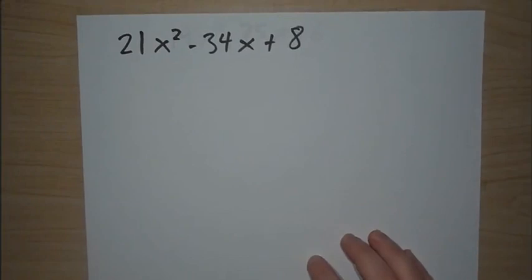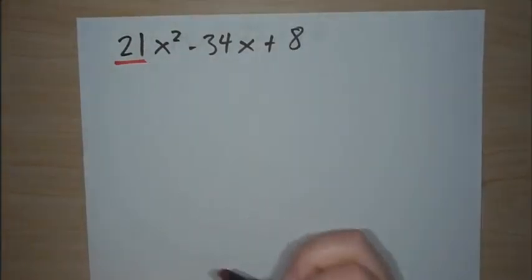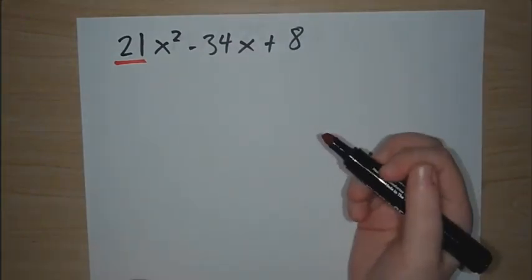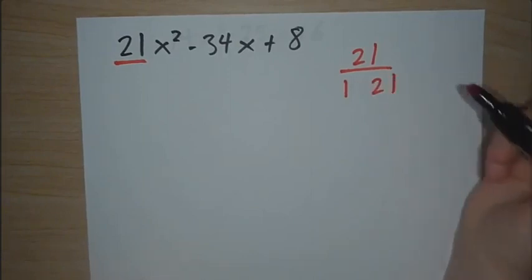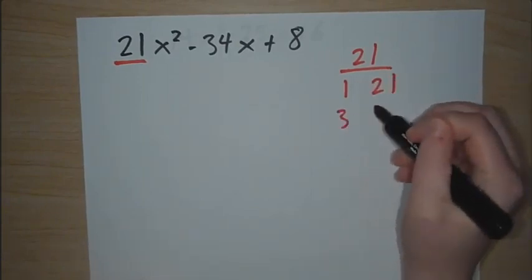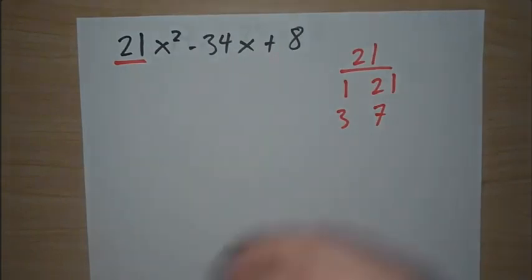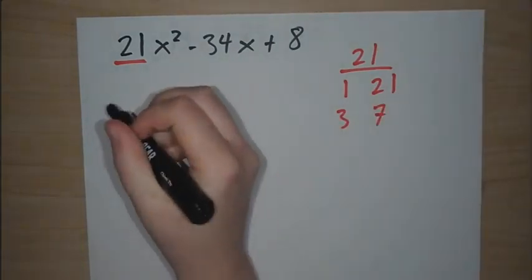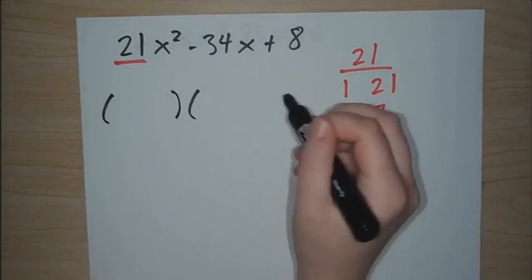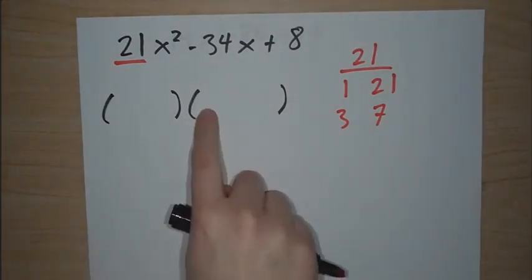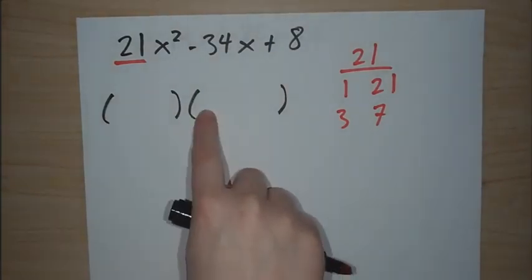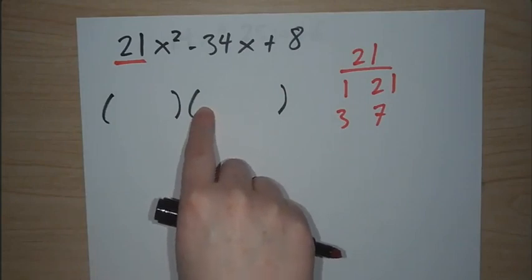21x squared minus 34x plus 8. And what we want to do is first look at the a value here, 21, and find the factors of 21. So for the factors of 21, we have 1 and 21, and we have 3 and 7. Now what this will tell us is what pattern our factors will be in. So 1 could go right here, or 21 right here, or 3 and 7 could go right here with the x attached to them, of course.